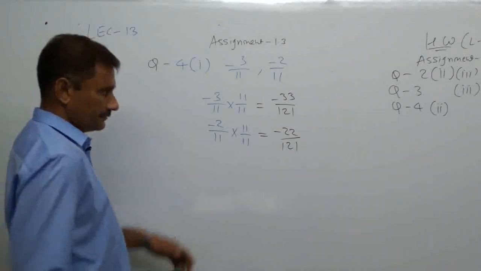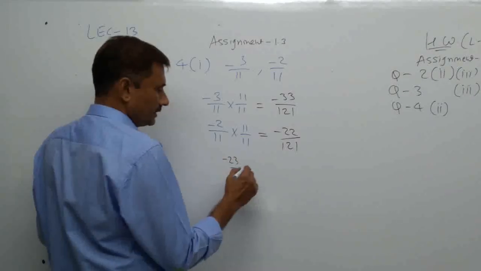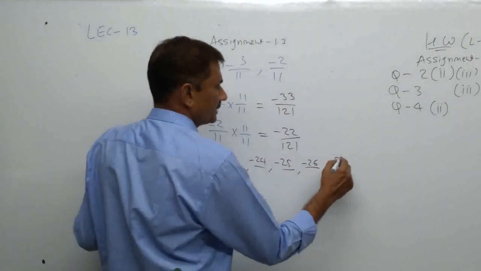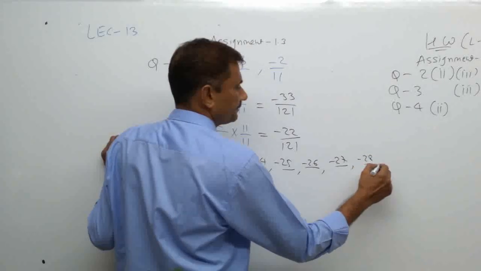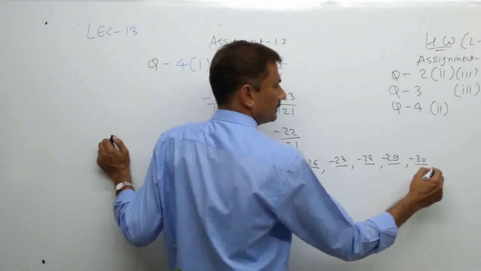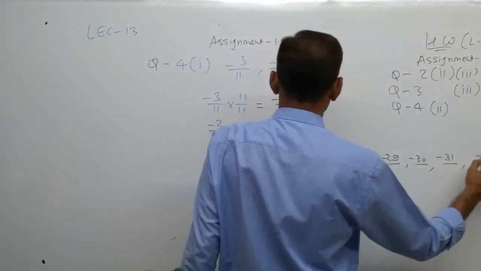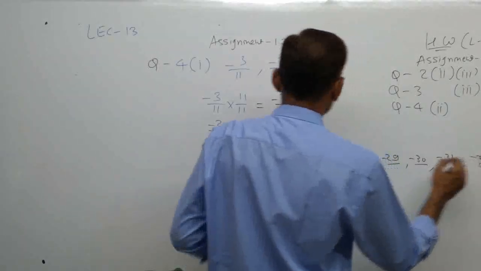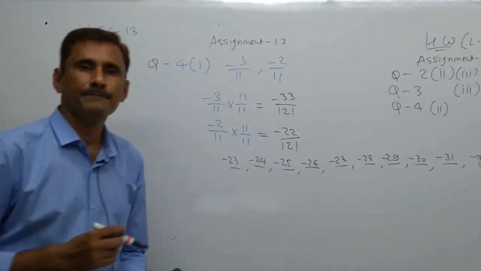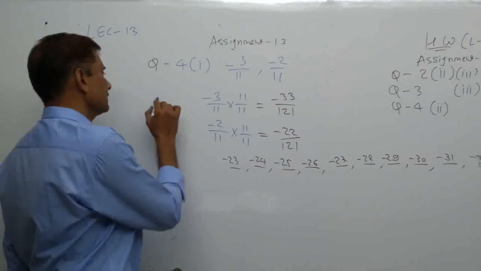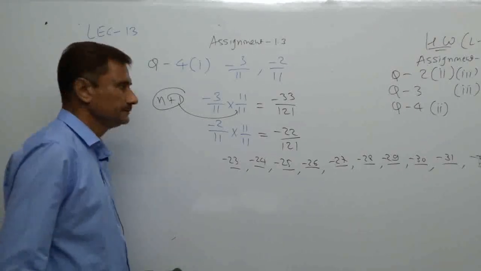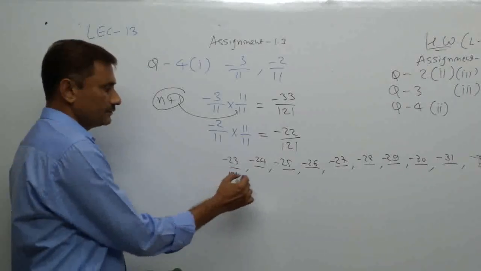Okay, 23, I am not writing the denominator, 24, 25, 26, 27, 28, 29, 30, 31, 32. So we reach 32. Count 1, 2, 3, 4, 5, 6, 7, 8, 9, 10, exactly 10. So n plus 1 means the count of numbers is that difference plus 1. Write 121 everywhere as the denominator.